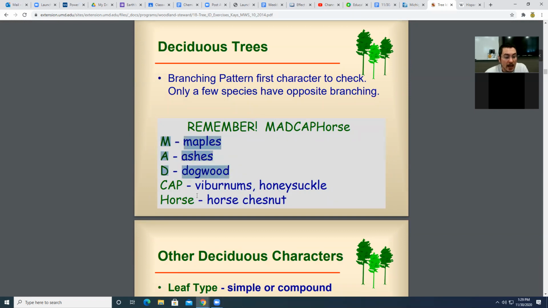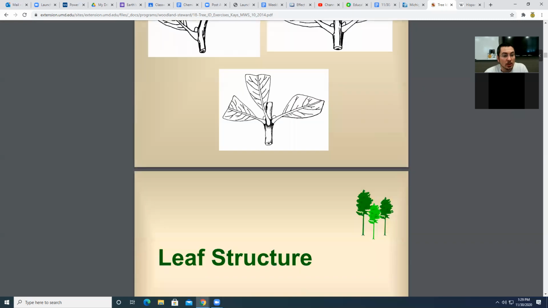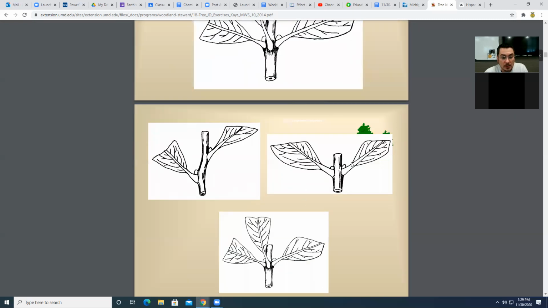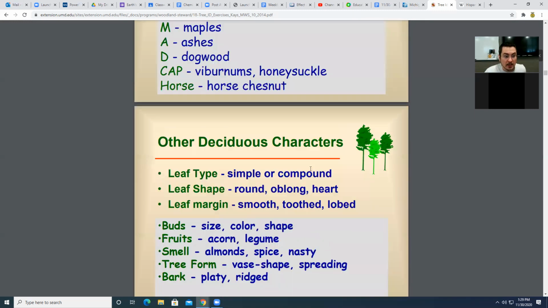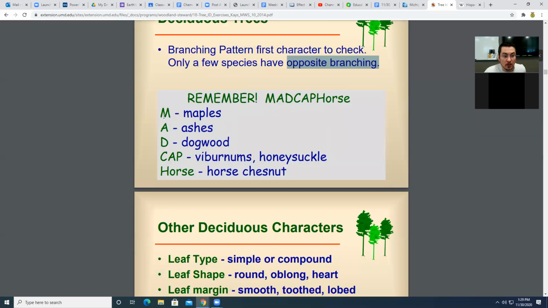They have some other examples here of trees that have opposite branching, that look like this. There are 3 types of the main big deciduous trees that have opposite budding. They are maple trees, ash trees, and dogwood trees. You can remember that by MAD, M-A-D. Maple, ash, and dogwood. Those are the ones that you need to remember that have opposite branching or opposite budding.